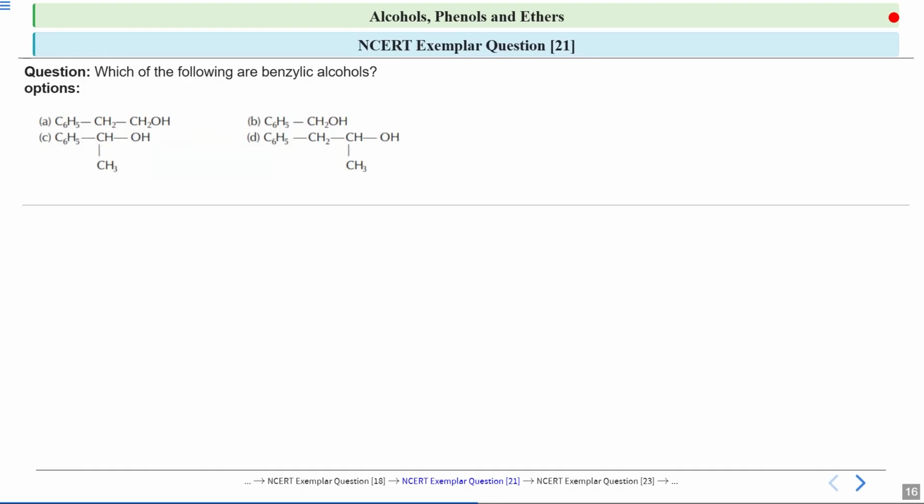Now let us see the next question. Which of the following are benzylic alcohols? You are given 4 options and you have to tell which one of them is a benzylic alcohol. First you need to remember what a benzylic alcohol is. Then based on that definition, you will tell which one is a benzylic alcohol. I'll give you some time to think and then we will discuss it.